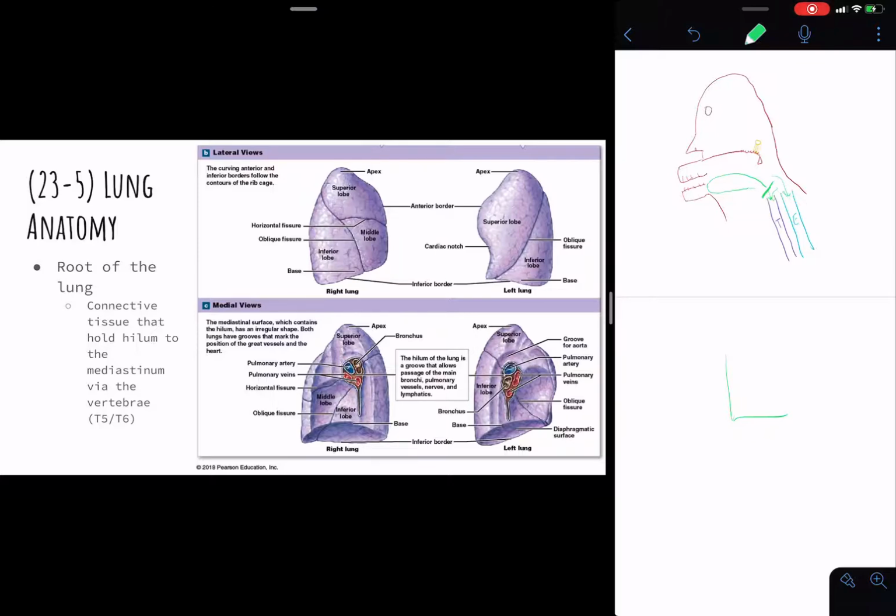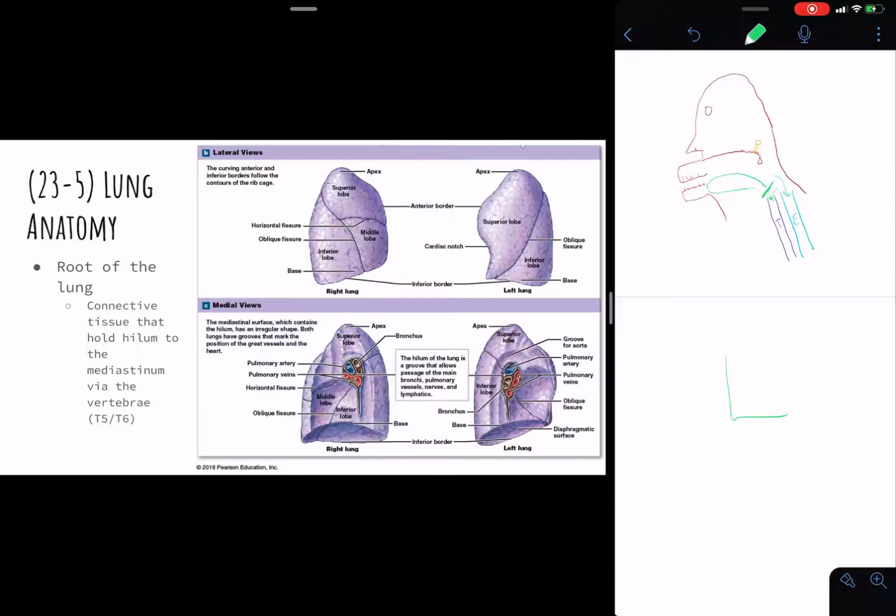Both are going to have an oblique fissure that separates superior from inferior, except the right is also going to have a horizontal fissure, named because it goes in the horizontal plane or the transverse plane, that separates superior from middle. Other things that are important to know are the apex, which is the top pointy portion, so opposite from what we learned with the heart, and then the inferior border is going to be that flat respiratory diaphragmatic surface. So that's where the diaphragm is going to brush up right next to, so it's nice and flat.